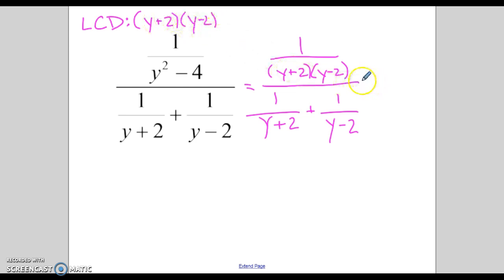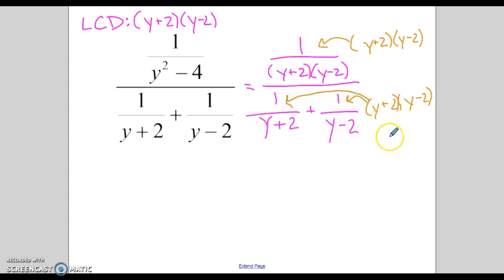So now I'm ready to multiply by my least common denominator. So I multiply the top by y plus 2 times y minus 2. And I multiply the bottom by y plus 2 times y minus 2. So I just need to multiply this fraction by that. And on the bottom here, I need to distribute to both of those terms.